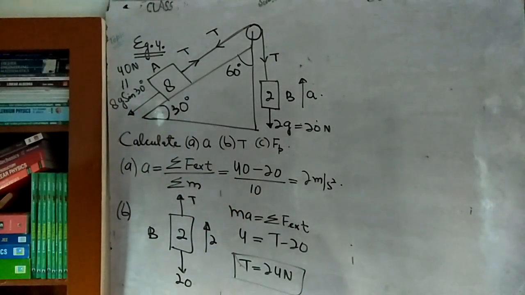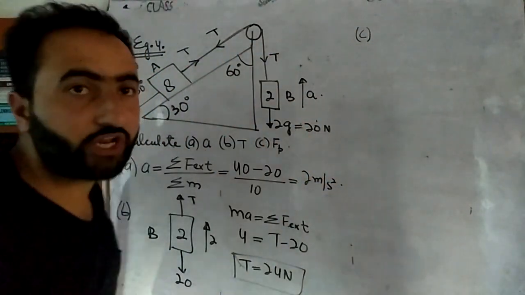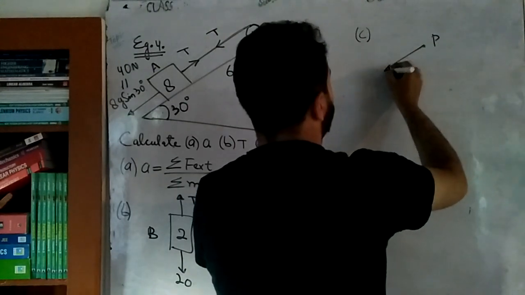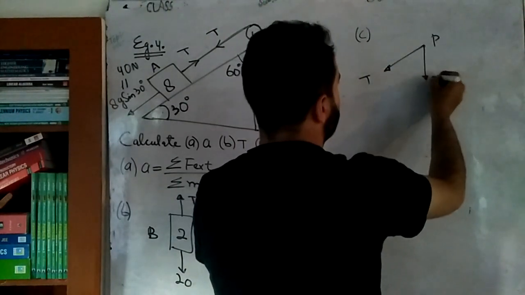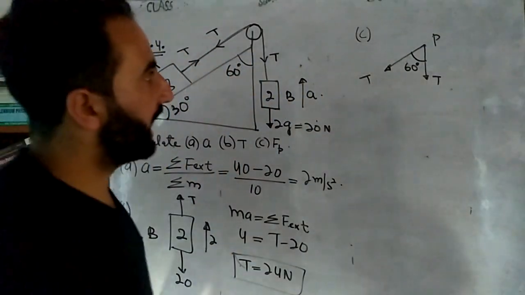ठीक है ना बेटा? And next, part C is that you will have to calculate the force on the pulley. For that we'll construct a free body diagram for the pulley. Okay, so this is the pulley. In this direction there is tension in the string. नीचे की दिशा में tension in the string. This angle is 60 degrees. Both these forces are equal and the angle is 60 degrees.